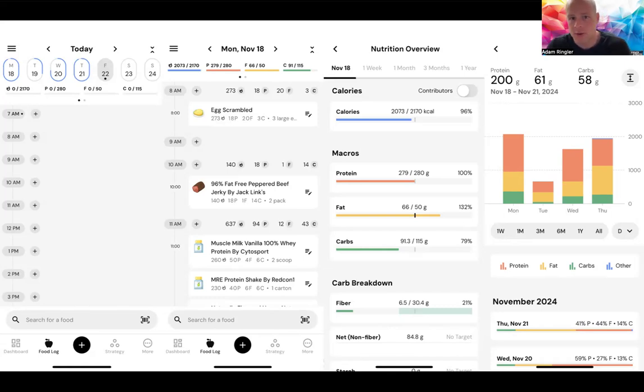And you could see on the third screenshot, my calories were 2,073 of a 2,100 target. I was 96% on track for that. I had almost 280 of 280 grams of protein. So I hit my protein, overshot my fats. I did 66 grams for what should have been 50. And my carbs, I was a little undershot that day.